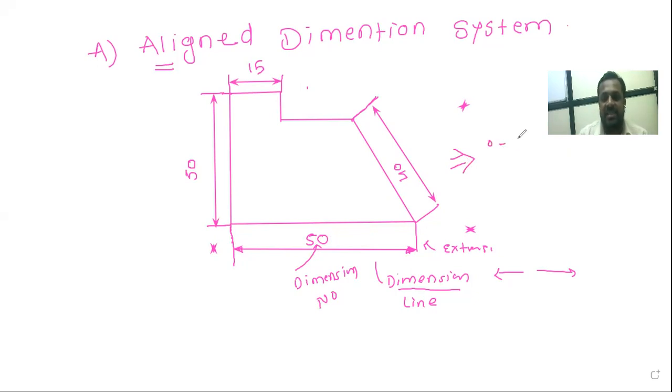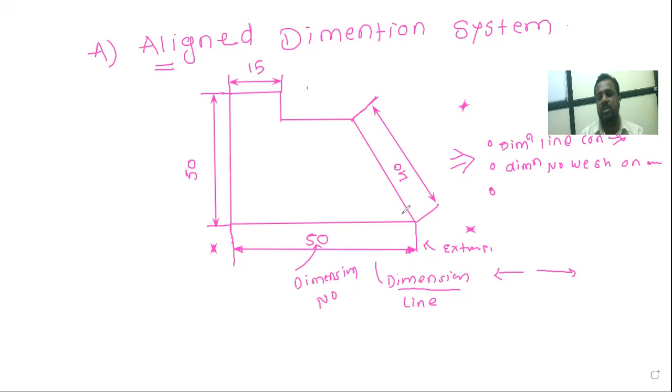In this aligned system, our dimension line should be continuous. There is no breakage. It will be a continuous line. And in this system, whatever dimension numbers are there, we have to show those dimension numbers above the dimension line.